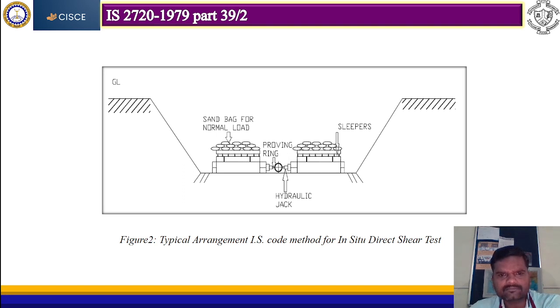With the help of the proving ring they measure the lateral load which is required. But we can see that heavy excavation is needed in this study, and it can also be very difficult to leave the exact size of specimen and so on.